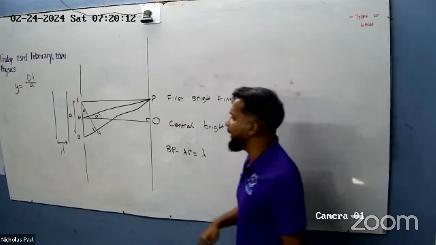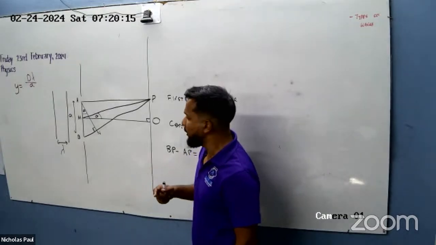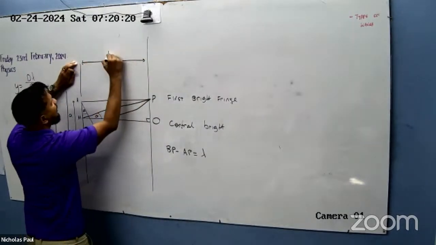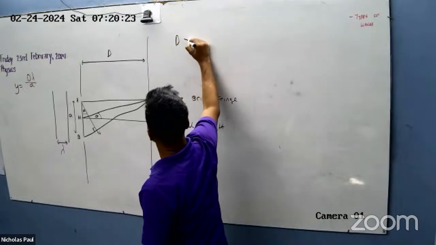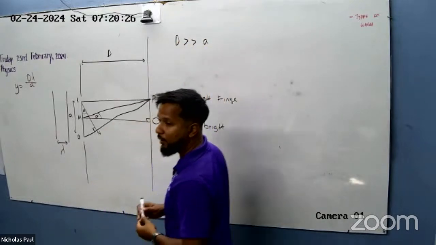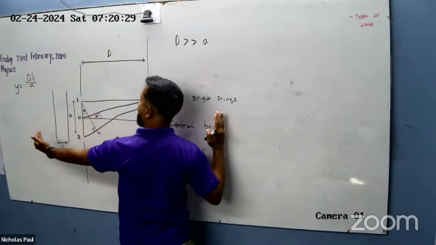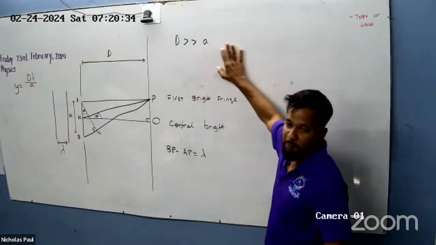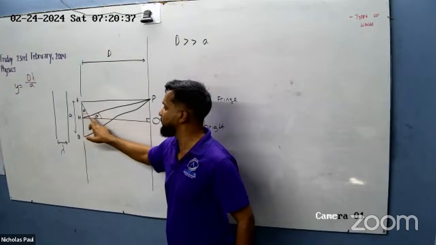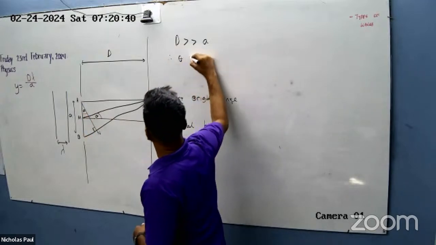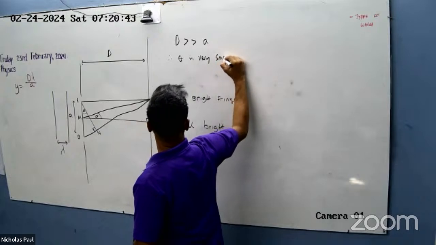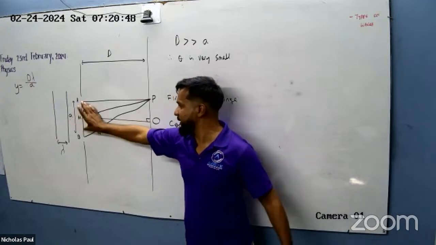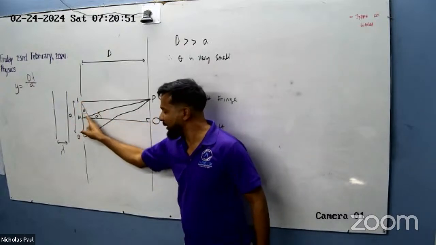One thing in doing this proof that I want you to remember: I told you that D is much, much bigger than a. So the separation here is much, much bigger than the separation here. Remember that, because we need this as part of our proof. This theta angle here is really small, because this is so close together and this is so far apart.